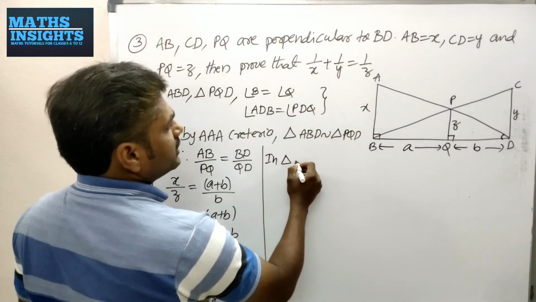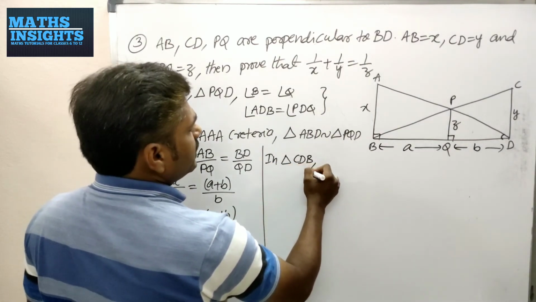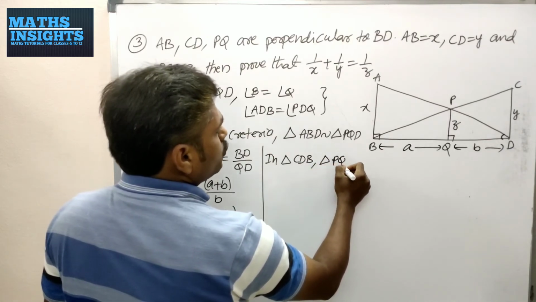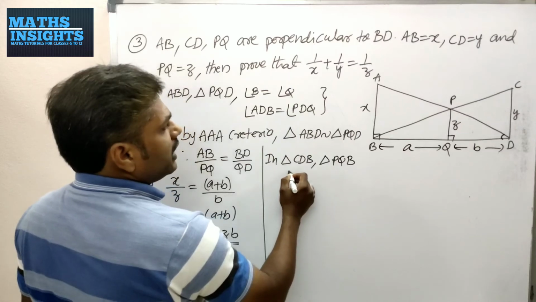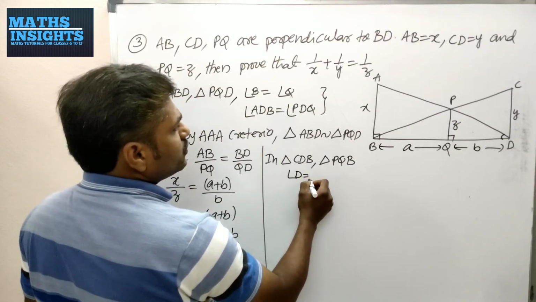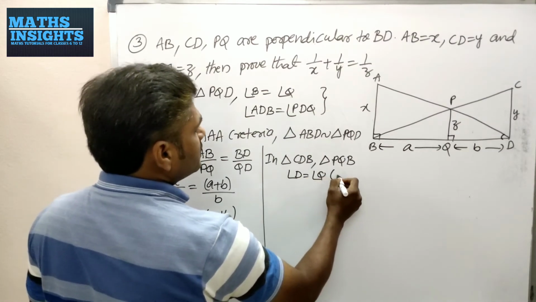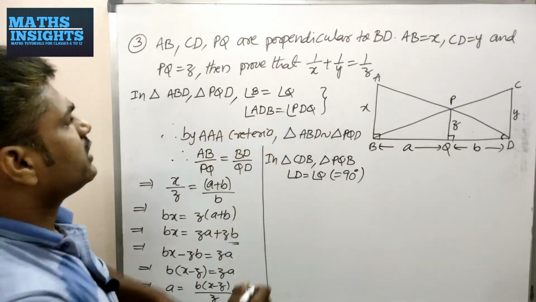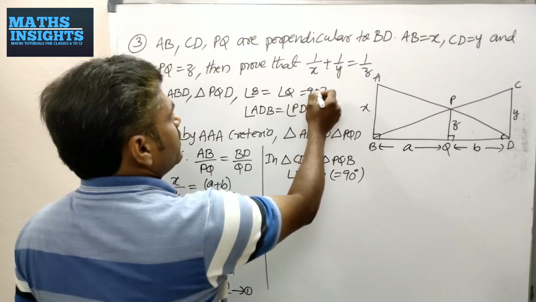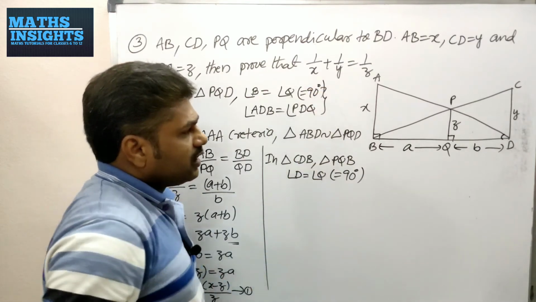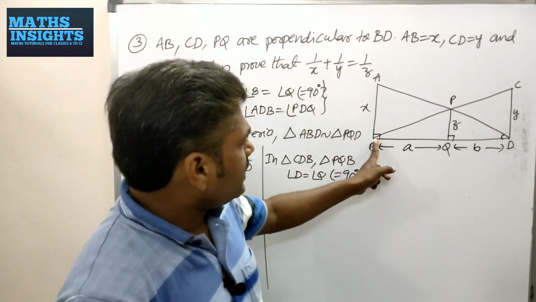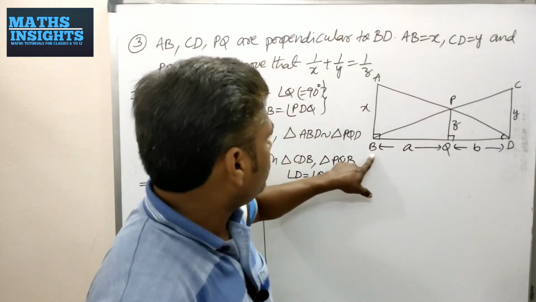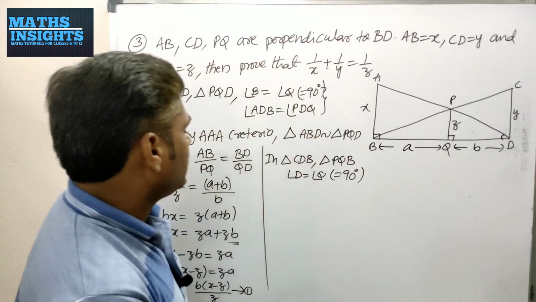In triangles CDB and PQB, you have angle D equals angle Q. Why? Because they are both equal to 90 degrees. Let it be 90. Okay. And angle B is common to both the triangles PQB and CDB.